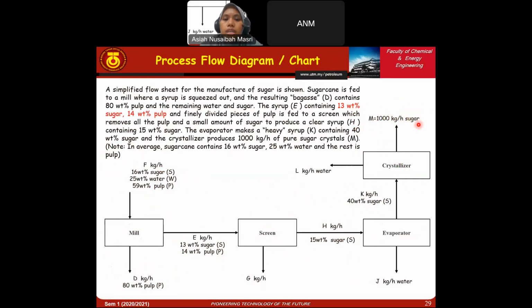So here we have the sugar, and then this is our liquid, which is water, which means here we have syrup. The syrup is separated into crystals of sugar and the rest will be water. So they are separated purely. This is pure sugar crystal. This is water here, L kilogram per hour.